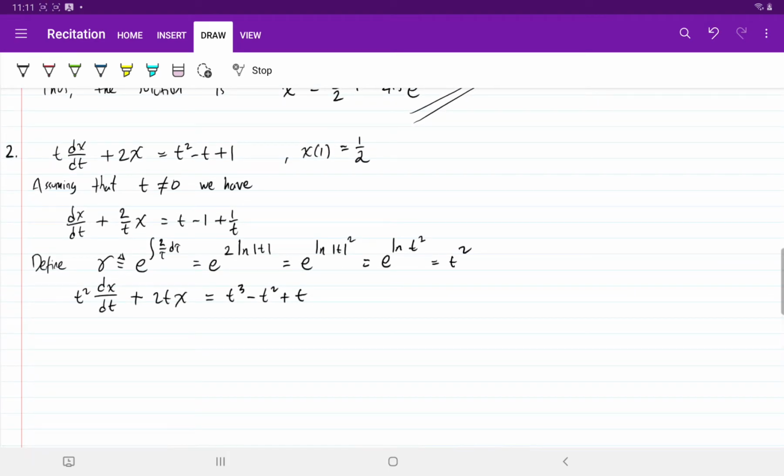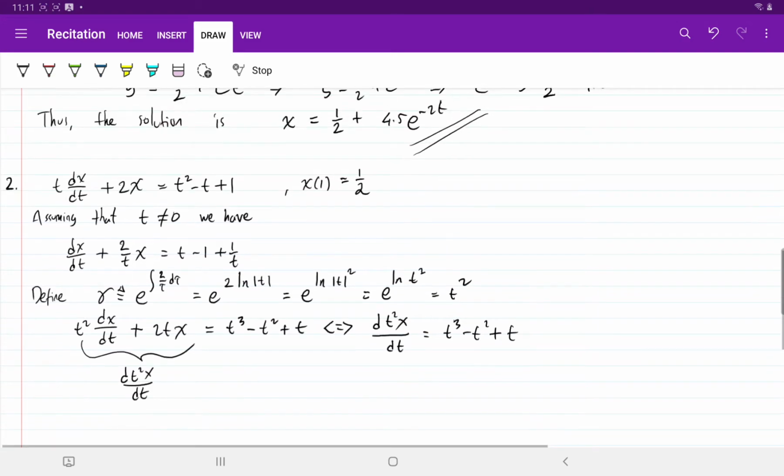Now realize that this term right here is nothing but d t square x over dt, right? So if you apply chain rule, then d t square x over dt equals to these terms right here. Okay, so we have d t square x over dt equals to t cube minus t square plus t.